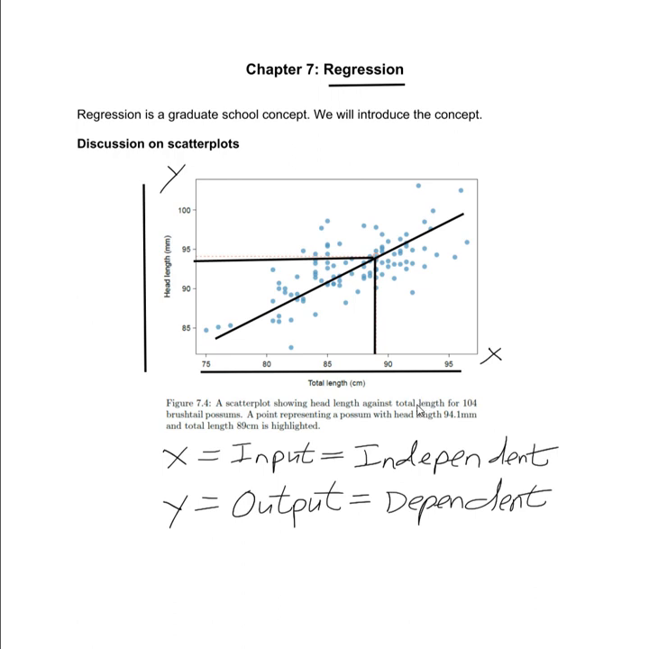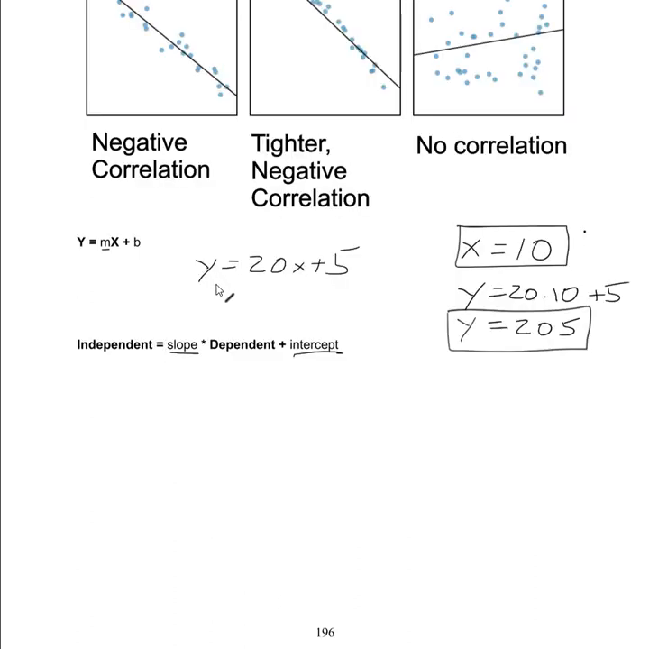They may say if the total length is 95 for a bushtail possum, then predict what the head length would be. And you'd go, okay, well, if it's a total length of 95, I draw a line up until it intersects the regression line, then I draw a line over until it intersects the y-axis, and I would say, oh, if I'm given a possum length of 95 centimeters, I can use the regression line to predict a head length of perhaps 97 millimeters. Now let's do some different types of correlations.